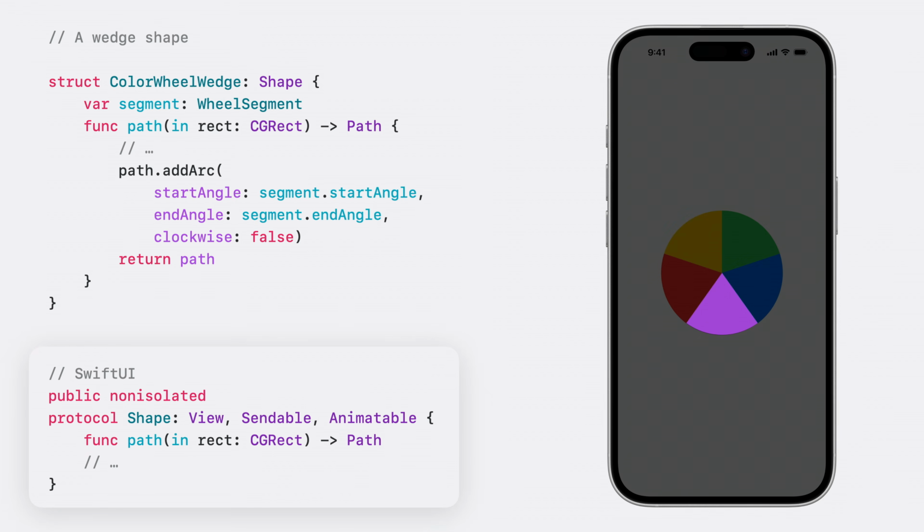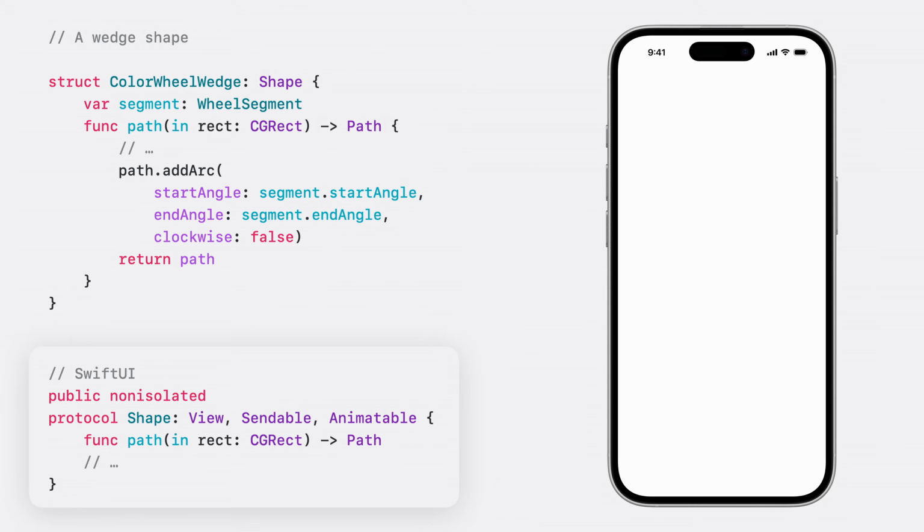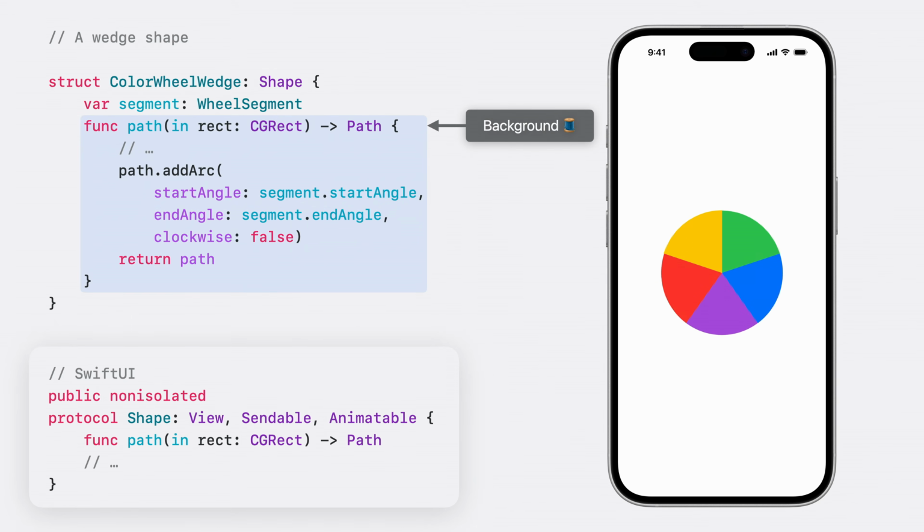The Shape protocol is an example of that. The Shape protocol requires a method that returns a path. I made a custom wedge shape to represent an extracted color in my wheel. It implements that path method. Each wedge has a distinct orientation. While this wedge shape is animating, the path method I wrote gets called from a background thread.